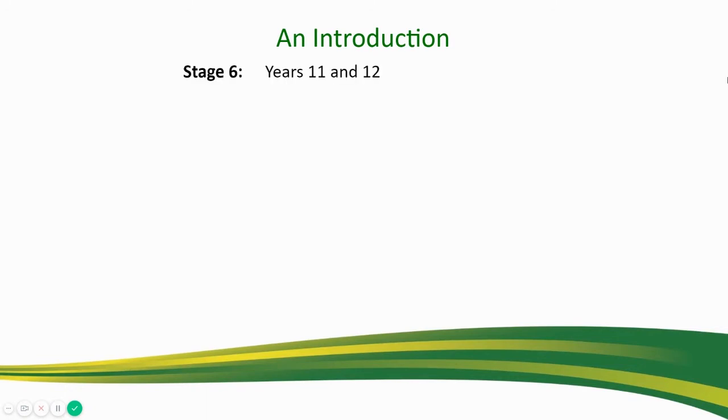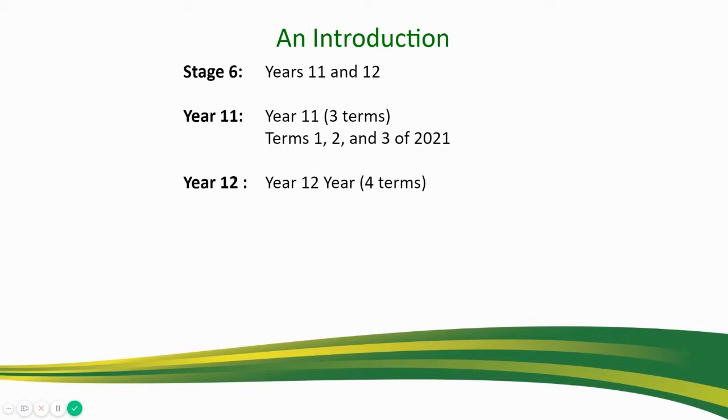To begin with, just a few terms to become familiar with. When we refer to Stage 6, we're referring to Years 11 and 12. Year 11 consists of three terms, terms 1, 2 and 3. Students will begin their HSC course in term 4 of Year 11. They'll continue that HSC course for terms 1, 2 and 3 of Year 12 prior to sitting the HSC.